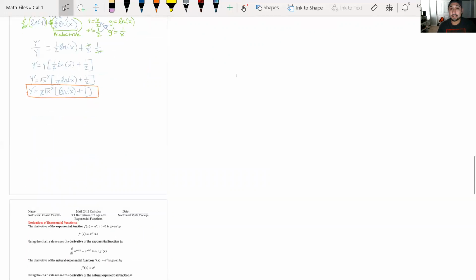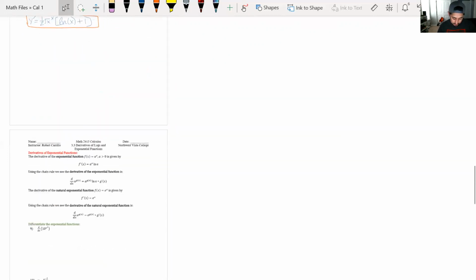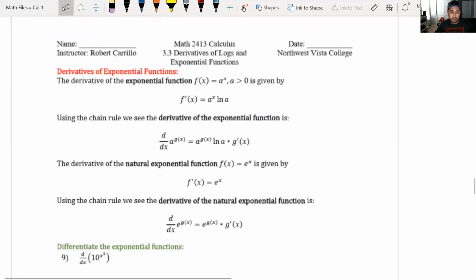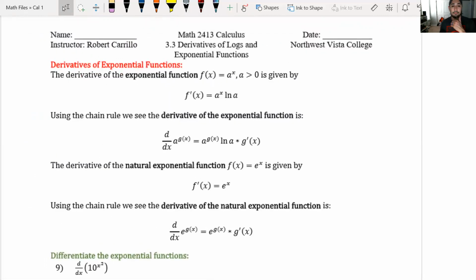Okay, so that is logarithmic differentiation. Now, we get into exponents, derivatives of exponentials. First is the derivative of the function a to the x. That derivative is still a to the x times the natural log of a. So whatever value the base is, that's the value inside the natural log.